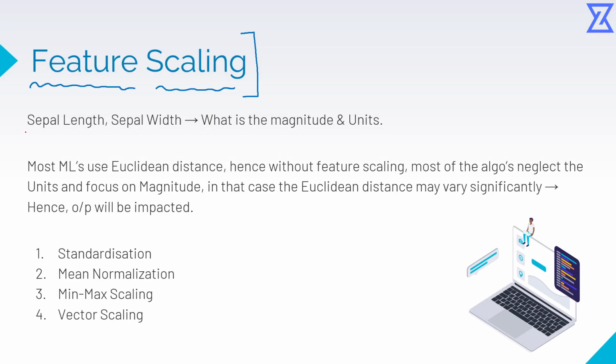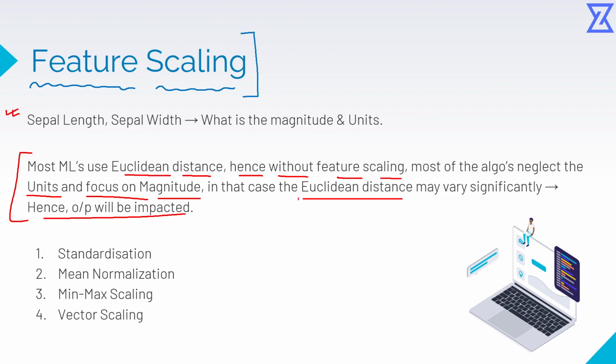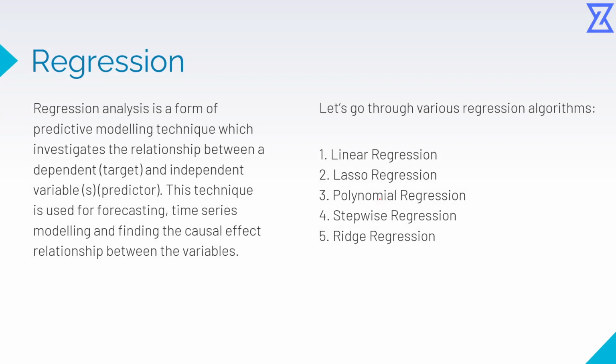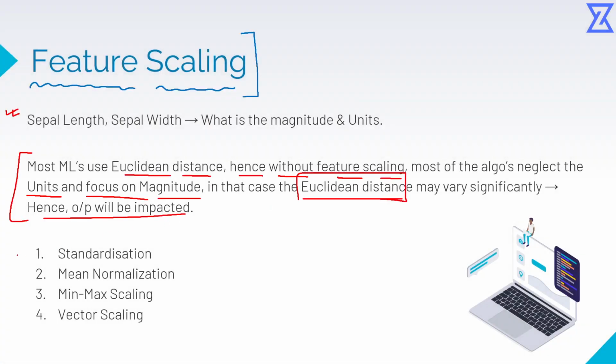Let's just go through the theoretics. Yeah, this is just an example. Most machine learning uses Euclidean distance, hence without feature scaling, most of the algorithms neglect the units and focus on magnitude. In that case, the Euclidean distance may vary significantly, hence the output will be impacted. What is Euclidean distance? I will cover that in the next session in the regression part. So there is standardization, there is mean normalization, min max, vector scaling, and a lot more things. So usually it is not recommended to waste a lot of time in choosing your feature scaling technique. You can randomly go with any one of them. Okay, that is the Guru Mantra.